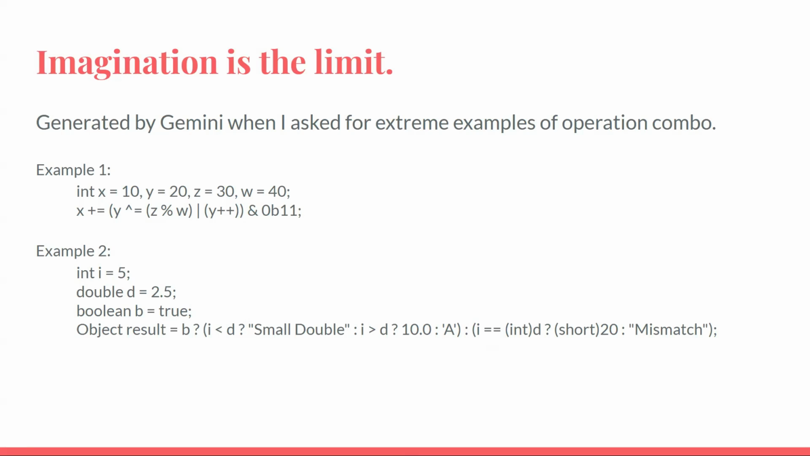With more than 30 operators, your imagination is the limit on what you can do. I asked Google's Gemini to generate some extreme examples of Java operator combos. To be honest, these operations are mind-boggling, and I didn't take the time to figure out what they actually do or if the explanation Gemini gave is correct. I think it's great that you can use GenAI tools to help you study. First, as a tutor to explain things, and also as a teaching assistant to generate additional practice examples.